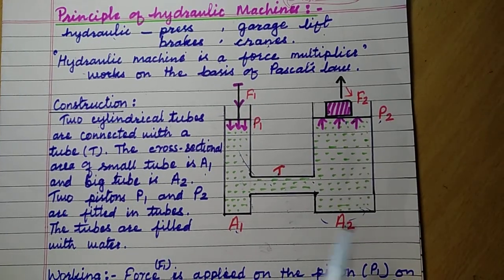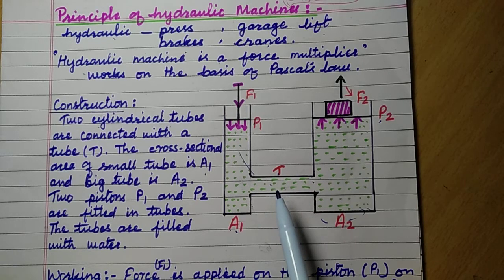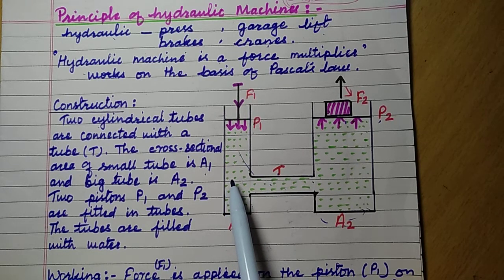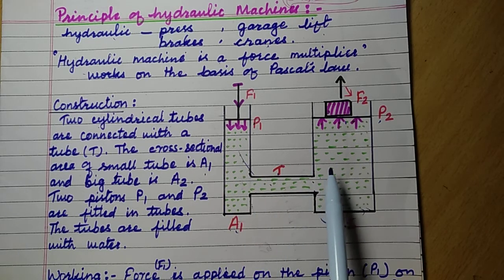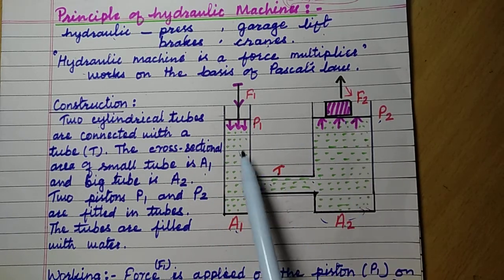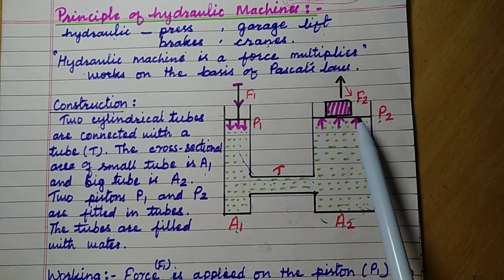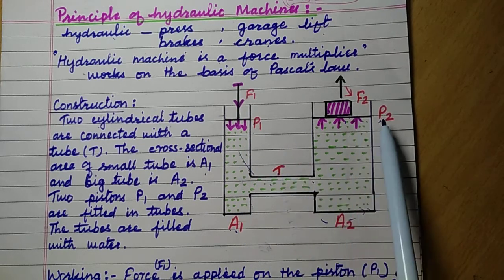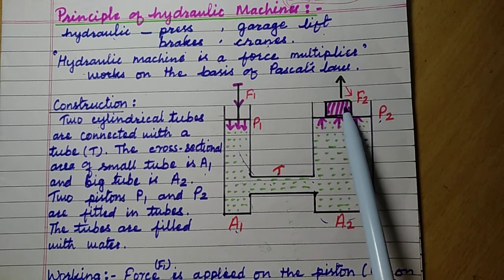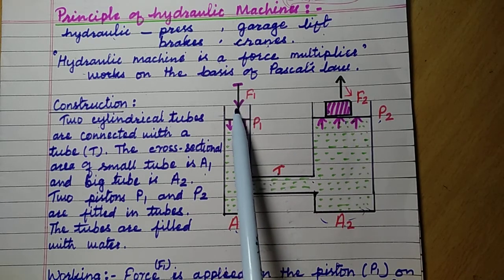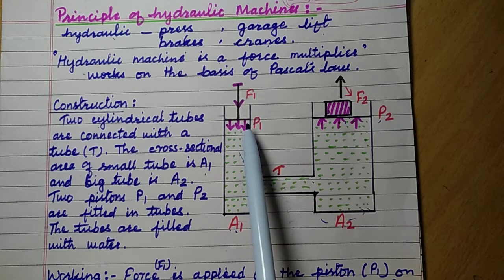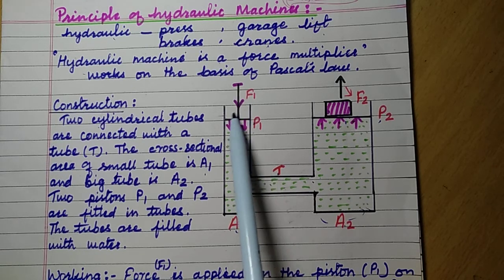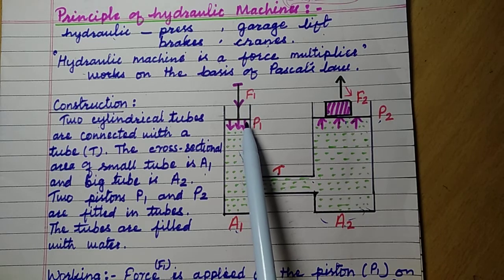Now these two cylindrical tubes are connected by tube T. These are interconnected by tube T. Now these two cylindrical tubes are filled with water and the pistons are fitted in them. A1 has piston P1, A2 has piston P2. On P2 the load can be lifted up. The work to be done is over here, and from P1 we apply force. It is easier to apply force on a smaller area. That is why force is applied on a small piston.